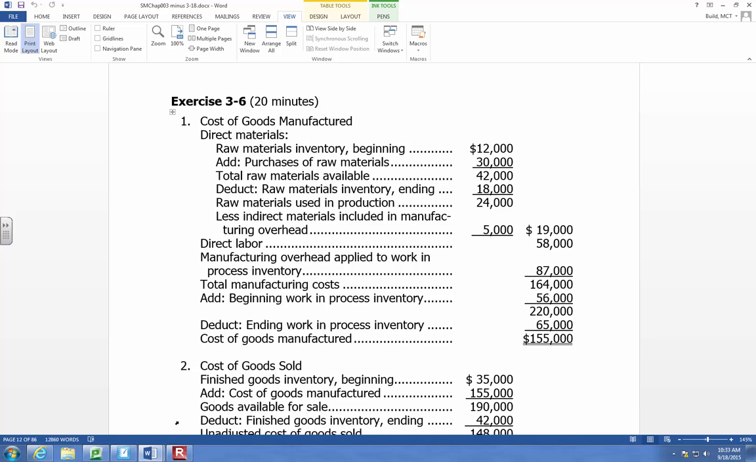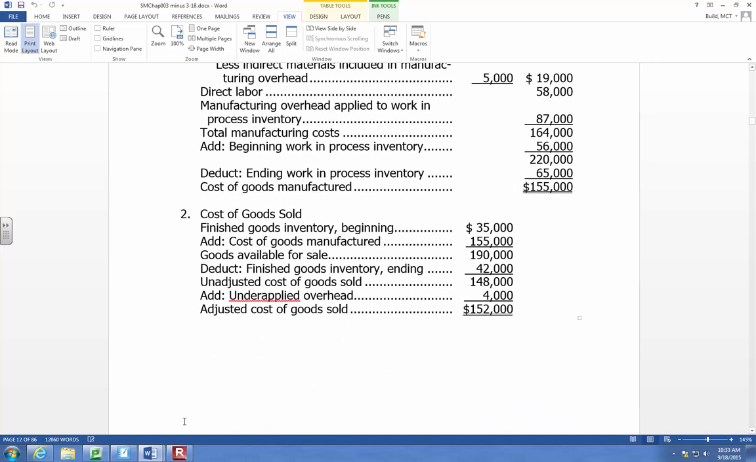And really, once you get that 155, you're using the same model you've used since week 4 of Accounting 1. Beginning balance plus cost of goods manufactured minus ending balance, but now we have to specify it's finished goods. And the only two tricky things on here are the indirect materials we just looked at, and then don't forget on your COGS to add or subtract under or over applied overhead. How's that for a mouthful?